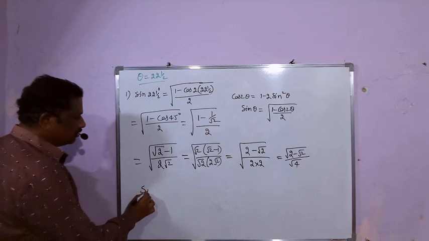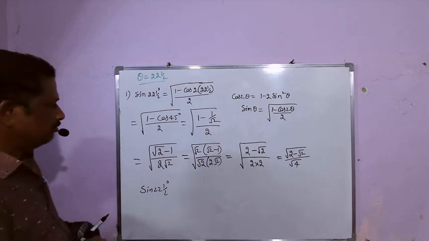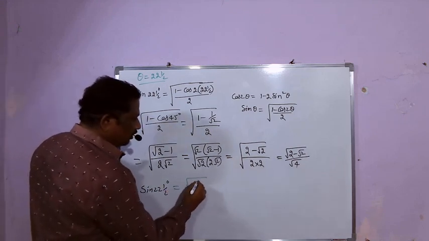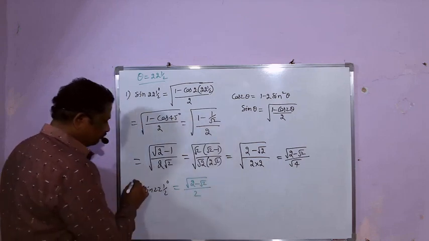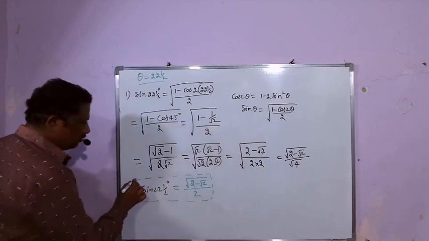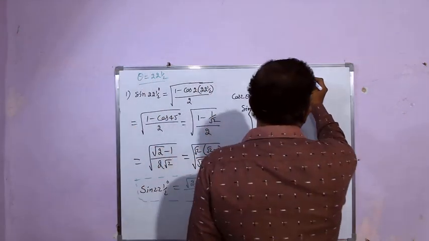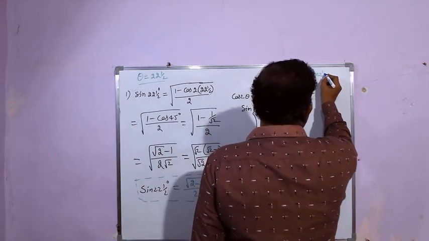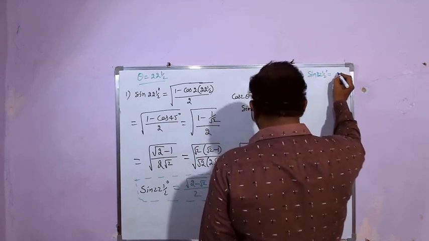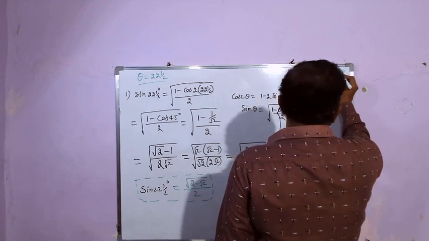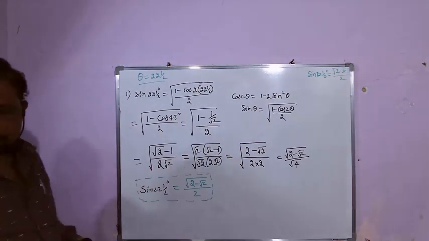Therefore, what is the sine 22.5 degrees value? Under root of (2 minus root 2), divided by 2. This is the sine 22.5 degrees value. Sine 22.5 degrees is equal to root of (2 minus root 2) by 2. Copy it out.